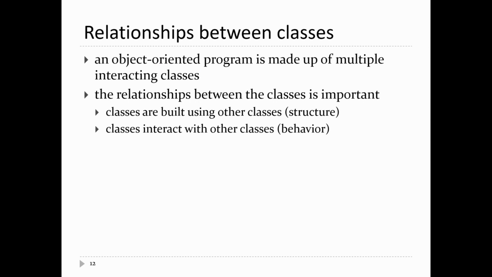In any non-trivial object-oriented program, it's going to be made up of multiple classes. They all interact with one another. You make objects with the classes, and the objects interact. The relationship between the classes is important. Classes that are built using other classes have structures that are related to one another. Classes that interact with other classes describe the behavior of the classes in your program. We're only interested in the structure in this course, not so much the behavior.